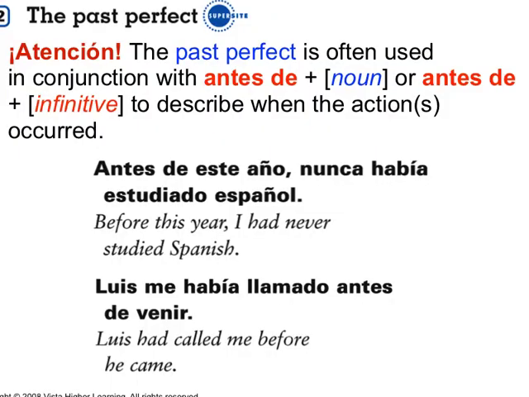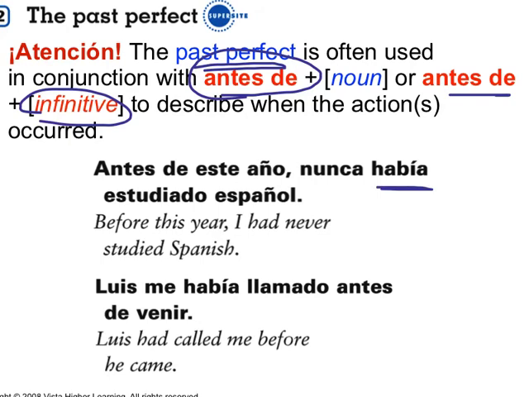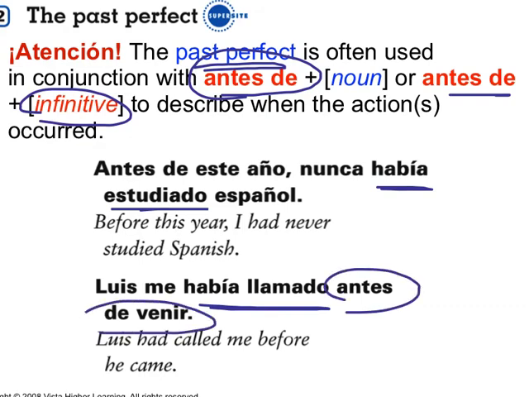So do you remember the words ya and todavía no? Those words we learned really well in the present perfect indicative. Those words can also be used with the past perfect along with antes de. Antes de plus a noun or antes de plus the infinitive to describe when actions occurred. Antes de este año nunca había estudiado español. Before this year I had never studied Spanish. Luis me había llamado antes de venir. He had called me before he came.